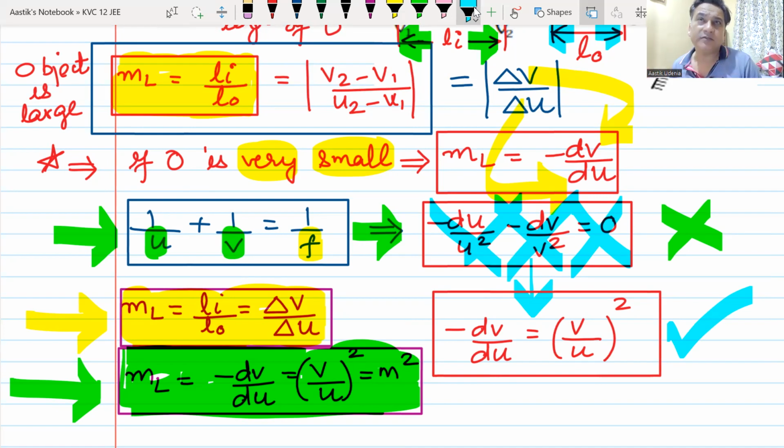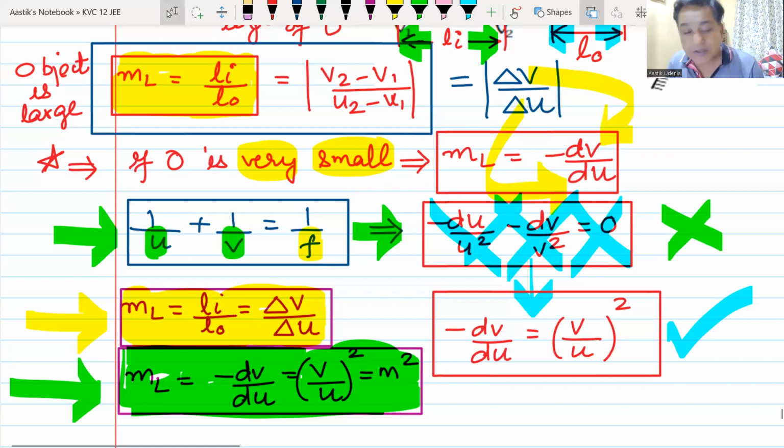Remember, JEE Main is 100% a test of your speed. JEE Advanced is 70% a test of your speed, 30% maybe your knowledge. You have to remember things. Once you understand them, remember them. You don't have to derive them. So if in the examination hall you have to derive the value of minus dv by du, you will lose precious time. And time is a luxury that we don't have. Do we understand this? Can I move further ahead? This was the two types of linear magnification.